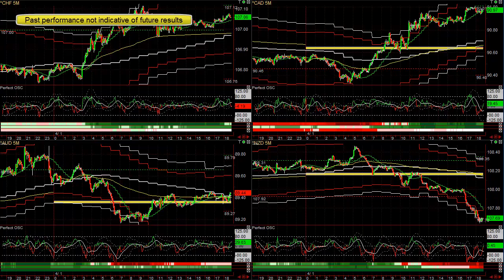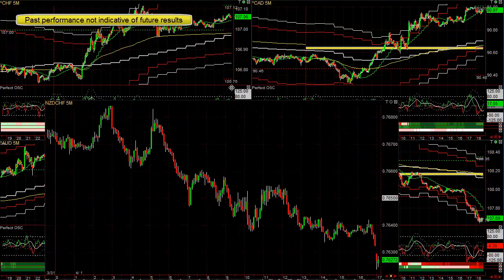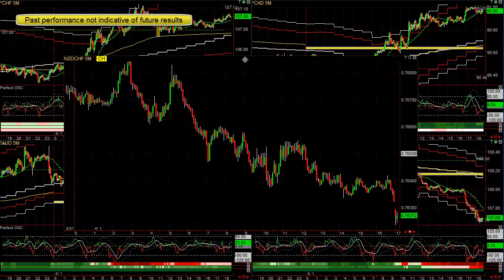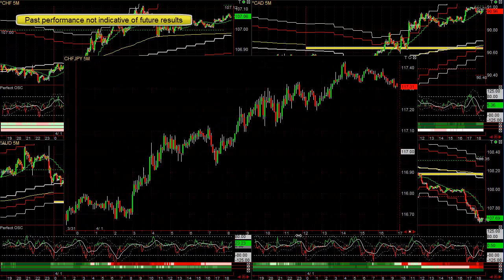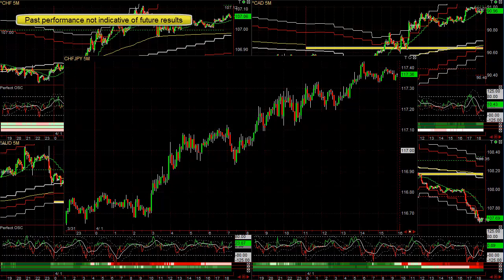You can see the Swiss is strong. We know that the yen was weak today, so I'll show one more example. Buy the Swiss yen. Strong Swiss, weak yen. You're going to have very high probability trades, and you can see pretty much in every little pullback this thing went up. This exploded up.